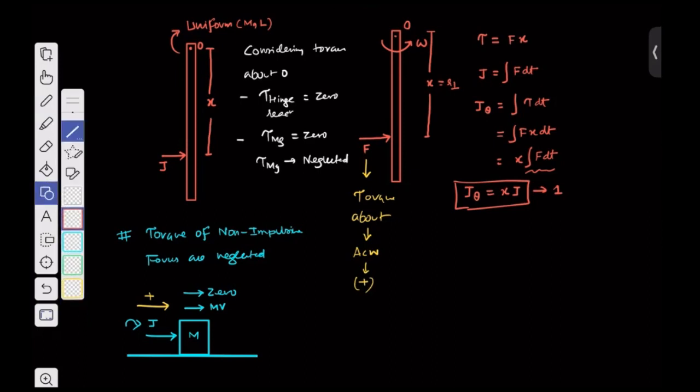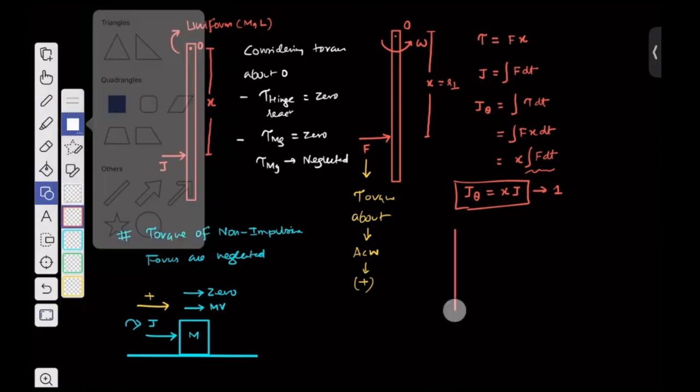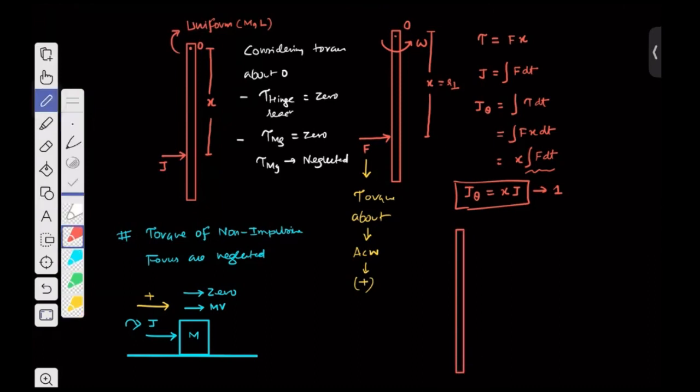Just before the impulse was applied, it was not rotating at all. So just before the impulse, the angular momentum about this point was zero. So initial angular momentum about the point of rotation is zero. And what kind of motion is it? Pure rotational motion. So the final angular momentum is going to be the moment of inertia I about that point times omega, and the sense of it is going to be anti-clockwise.